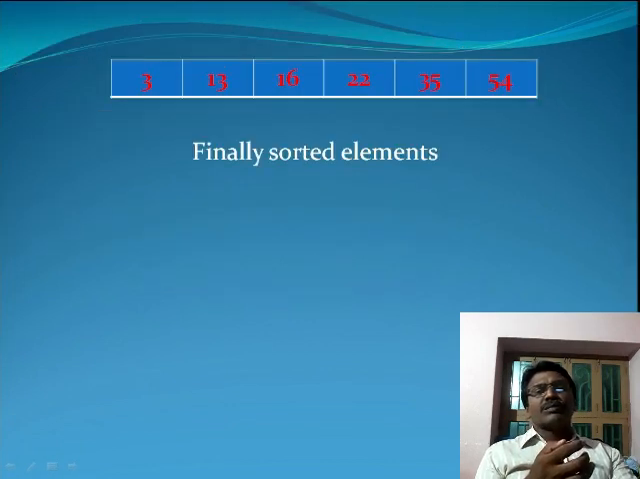Now the last value is the only one remaining, so the last iteration is automatically sorted. Finally, the sorted elements are 3, 13, 16, 22, 35 and 54. Finally, the sorted elements are stored in the array.